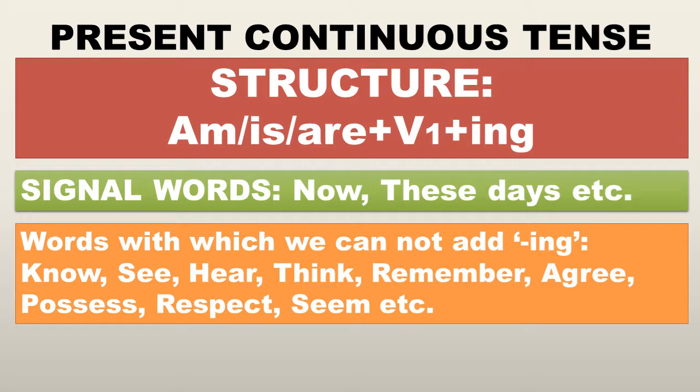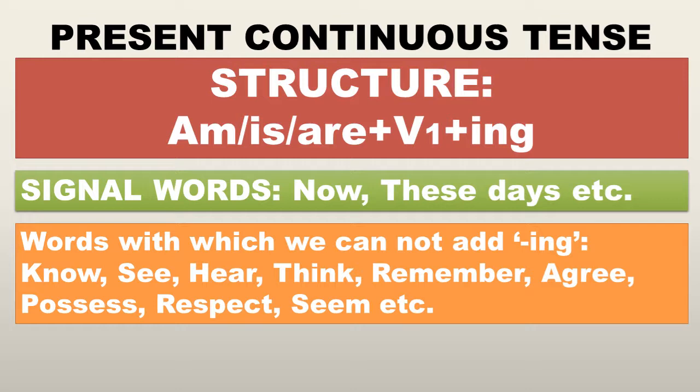Now, present continuous tense can be tricky at times. Like I said, continuous tense means we have to add ing to the verbs, right? So you may get a sentence where the signal words indicate that the sentence should be written in present continuous tense, but there are certain verbs with which you cannot add ing, which you can see in the list on the screen.